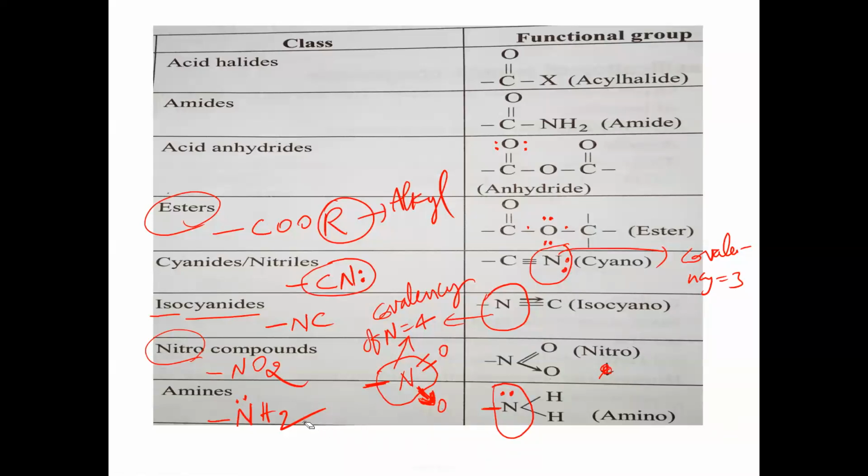So in any organic compound, if NH2 group is present, that compound is called an amine. If in any compound bond CONH2 is there, that organic compound is called an amide. So like this, amides, acid halides, acid anhydrides, esters, cyanides, isocyanates, all these are different types of organic compounds. So this is the classification of organic compounds based on functional groups. So like this, different types of organic molecules are there.